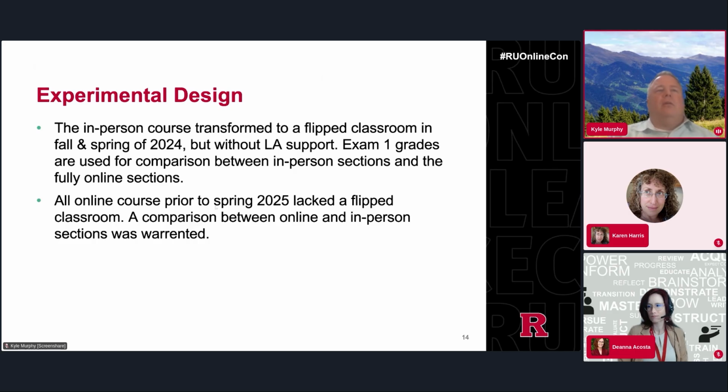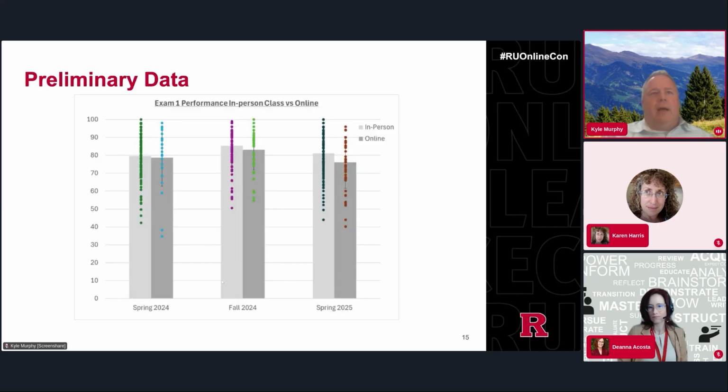So remembering all online courses prior to spring 2025 lacked that flipped classroom. And upon analyzing the data I'm presenting here, you see on the left spring 2024 data, in the middle fall 2024, and on the right spring 2025, with 2 bar graphs. The first one, spring 2024, is slightly above average for the in person course than for the online course. And we see that trend in each of these semesters. The in person course average is outperforming the online course average, even in our current model.